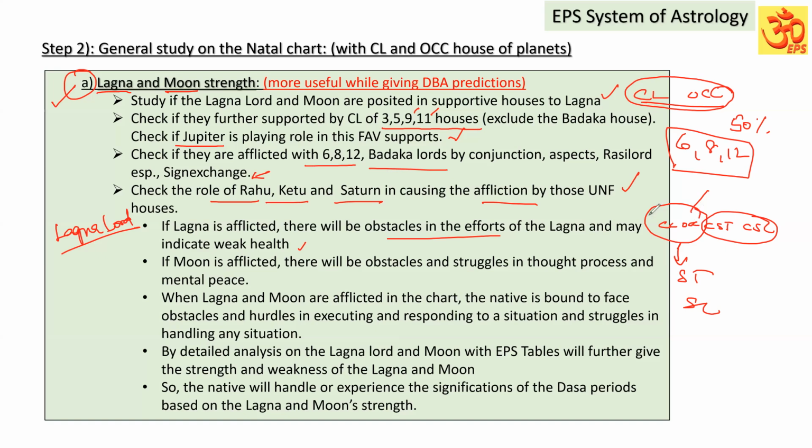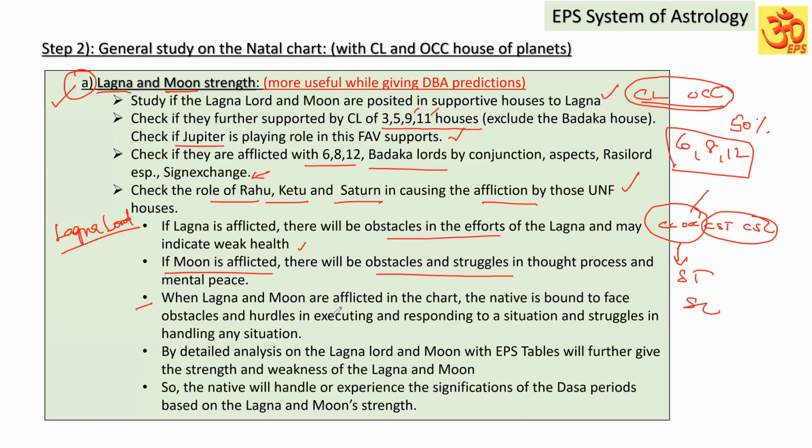That is the most important starting point. So when a planet is unfavorable in CL and OCC itself, whatever unfavorable it is adding in the CST, CSL, and the star lord, sub lord is going to be more unfavorable. I think you are able to understand that. If Moon is afflicted, there will be obstacles and struggles in the thought process and also in mental peace. So that is most important. So whether Lagna is afflicted or Moon is afflicted, we have to check.